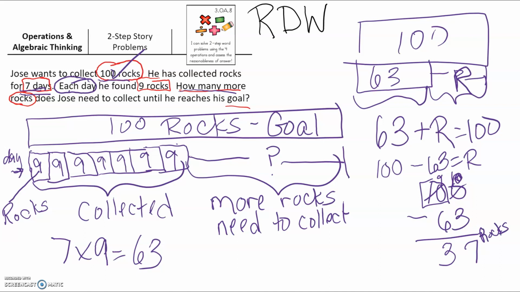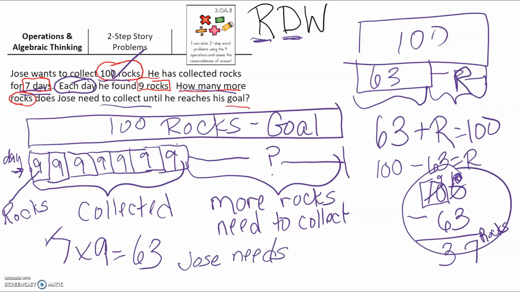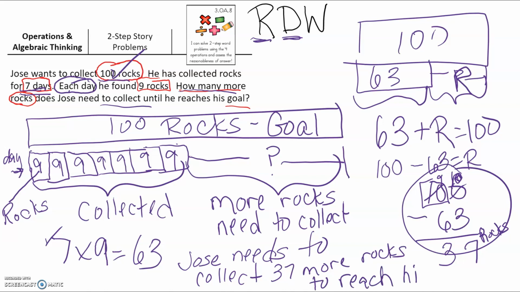So I need to write that. We've done the reading. We've done a lot of drawing and labeling and writing equations. I've done 2 steps. Here's my first step. Here's my second step. My last thing to do is write: Jose needs to collect 37 more rocks to reach his goal of 100. Does my answer make sense?